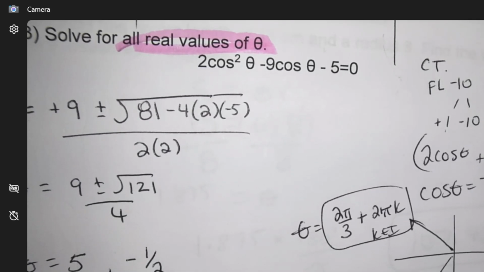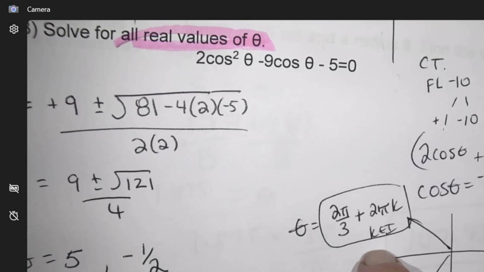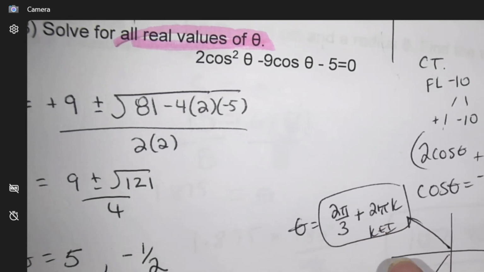Rounding, make sure you go 3 decimals. Make sure if you're in radian language, you're in radian language. If you're in degree language, you're in degree language. Don't mix them up, right? Stick to the language that you're working with. If I had answered in degrees, then I'm doing plus 360k. You know what I mean? So keep your language the same.